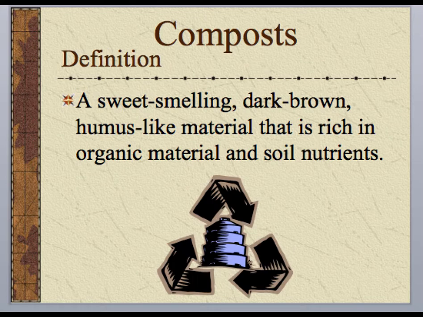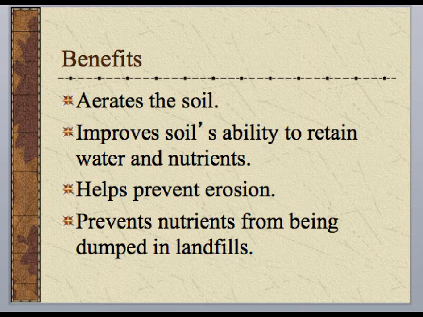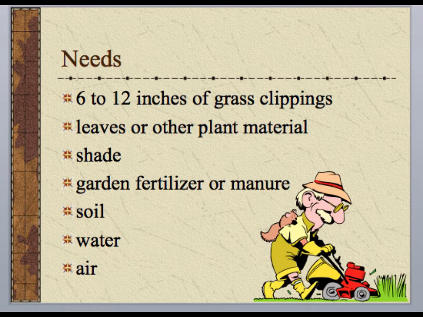Let's look at compost. This is your dark brown, humus-like material that's rich in soil nutrients. The benefits are that it aerates the soil, helps prevent erosion, and prevents nutrients from being dumped into landfills. So you can have a compost at your house. It's very good for your soil as well as for your plants. And this is how you can make your own compost.